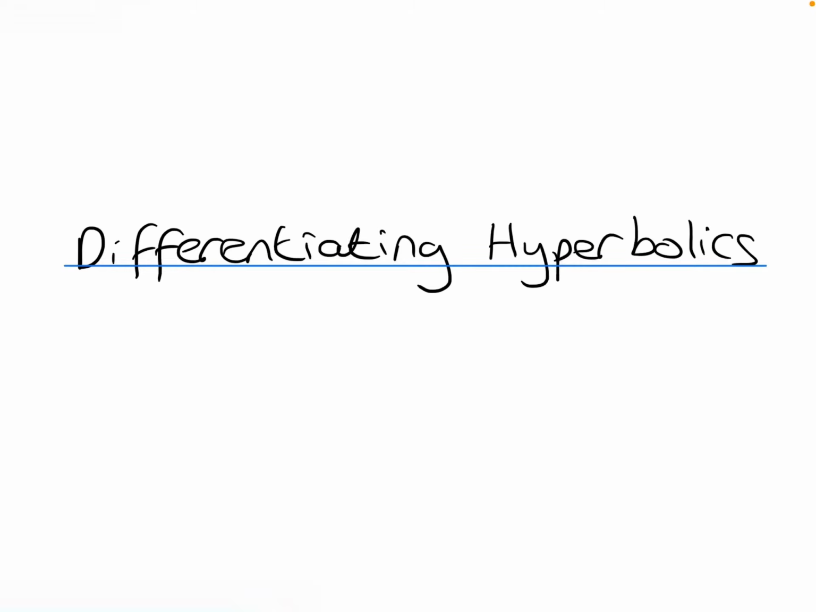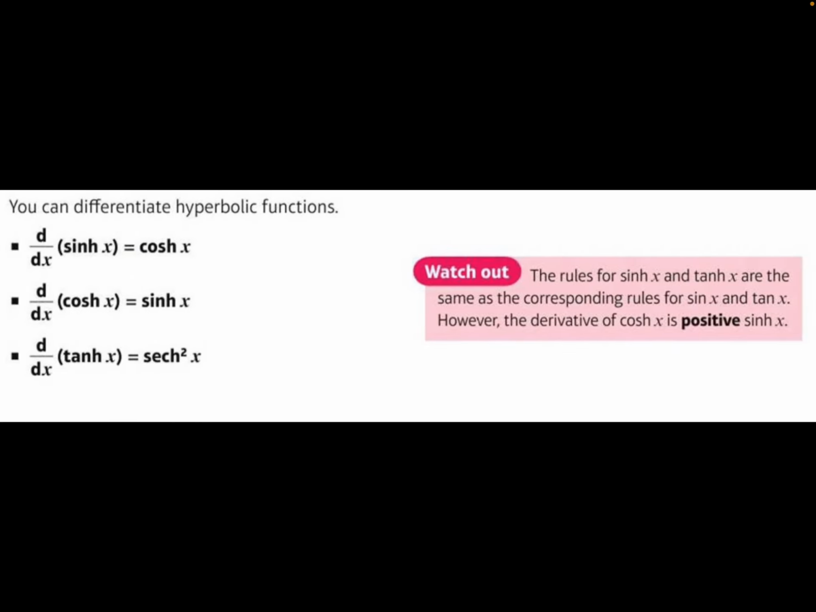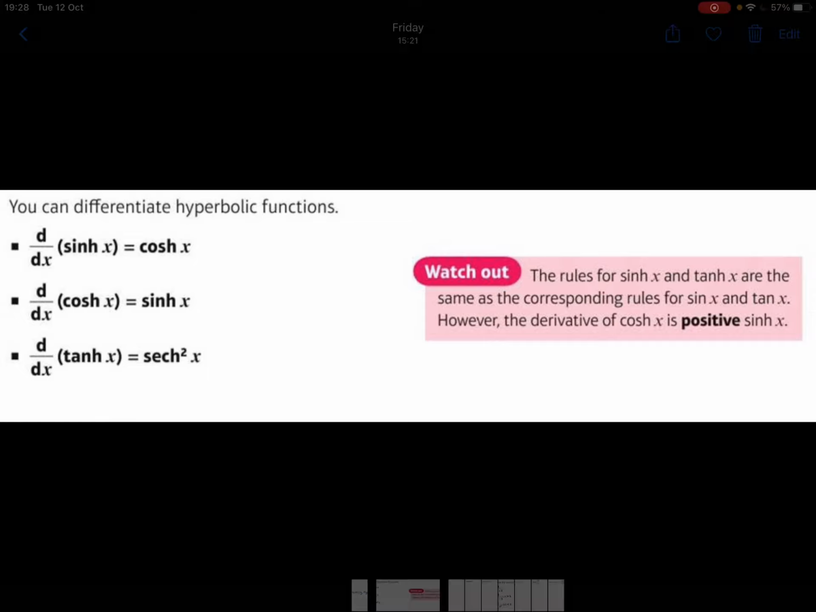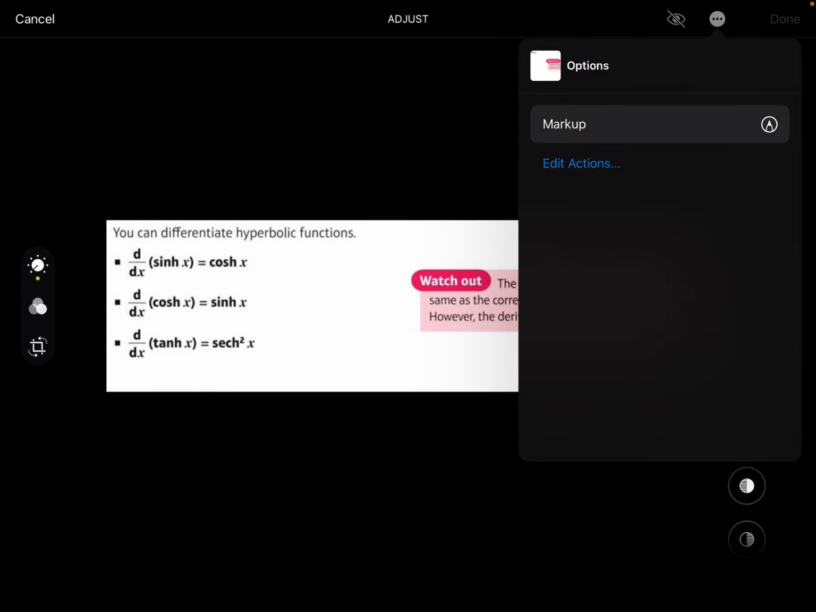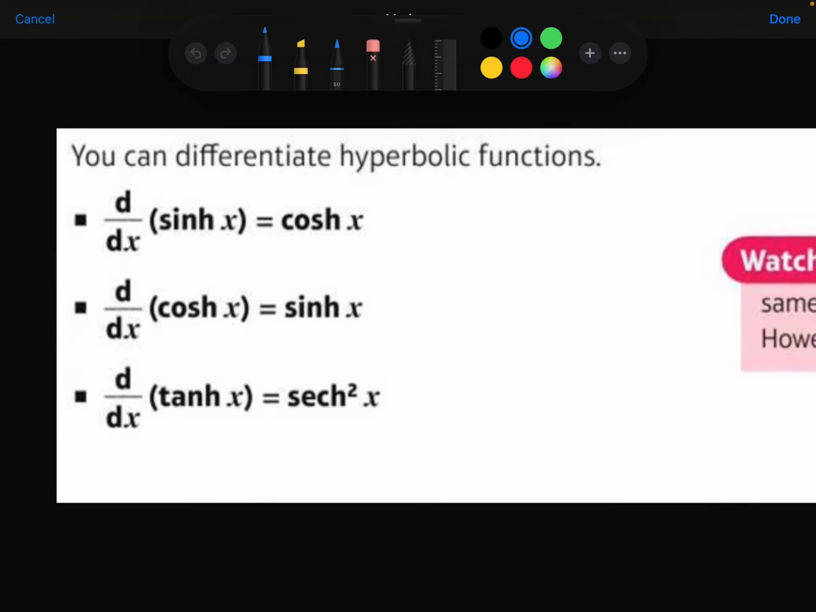This video is all about differentiating the hyperbolic functions. When you differentiate sinh, you get cosh. When you differentiate cosh, you get sinh. And when you differentiate tanh, you get sech squared. You should note these are similar results to the trigonometric functions.